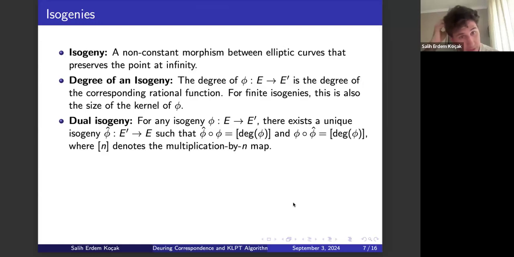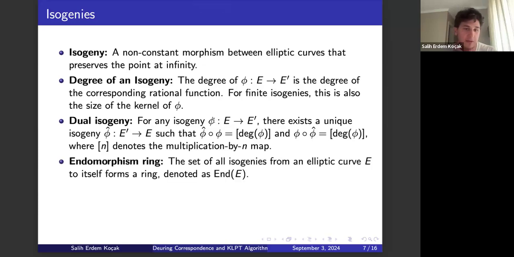Another concept is the dual isogeny. For isogenies, we don't always have inverses, but for any isogeny phi going from E to E prime, there is a unique isogeny phi hat going from E prime to E, such that the composition of both these isogenies is the multiplication by n mapping, where n is the degree of the isogeny you are working on. So you have a concept relatively similar to the inverse, but not just that. We call it the dual isogeny.